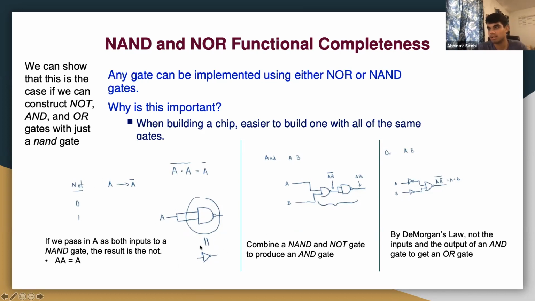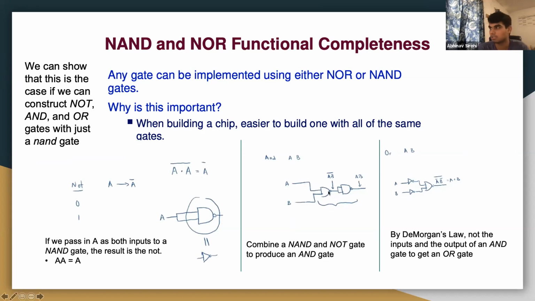So that's how we know how to build a NOT, right? That's the standard symbol for a NOT. And now that we know how to build a NOT, we could move on to try and build an AND gate. To build an AND gate, we could just combine a NAND and a NOT. We have a NAND gate, and we know how to build a NOT gate using NAND gates.